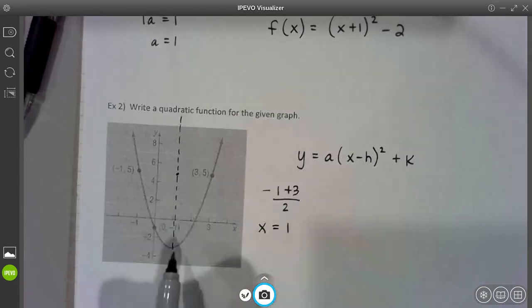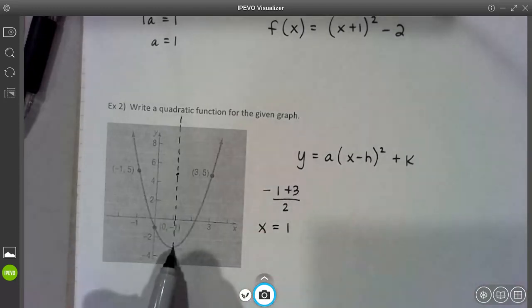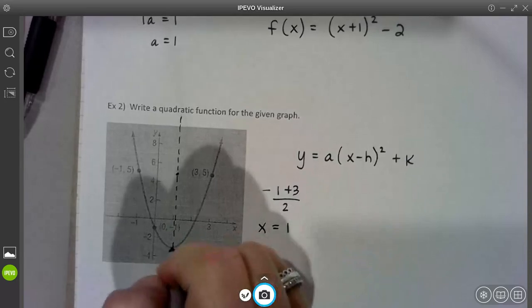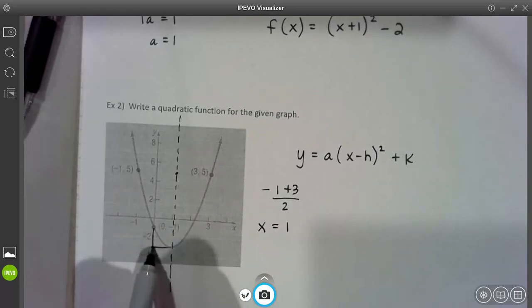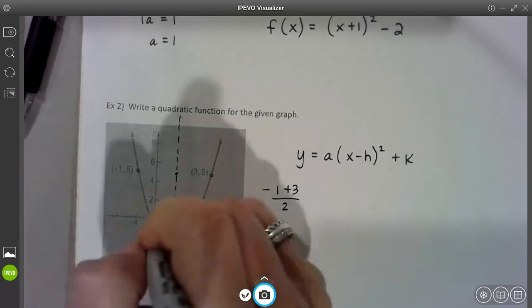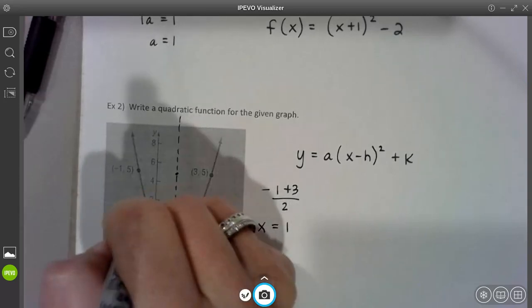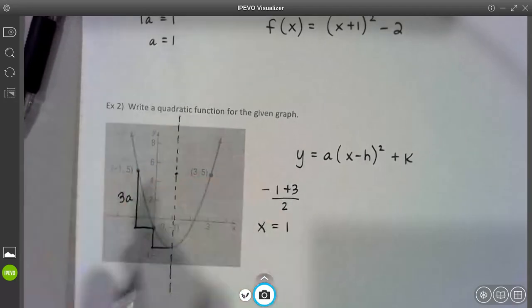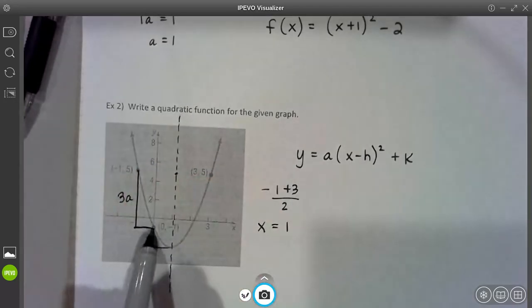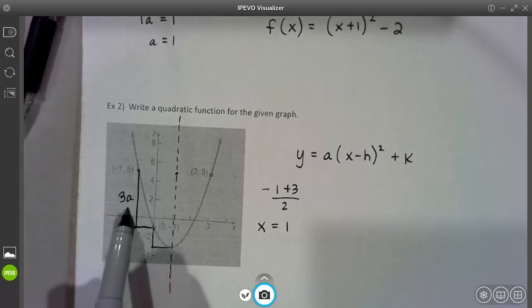Because this is at x is 1, then this over here would be your 1a, right? You went left 1 and up 1a. The problem is I don't know exactly where I was coming up from to know exactly what 1a was. I do know, though, that if I go left 1, I'm going to go up a distance of 3a. So from this point to this point, it's a 3a distance.